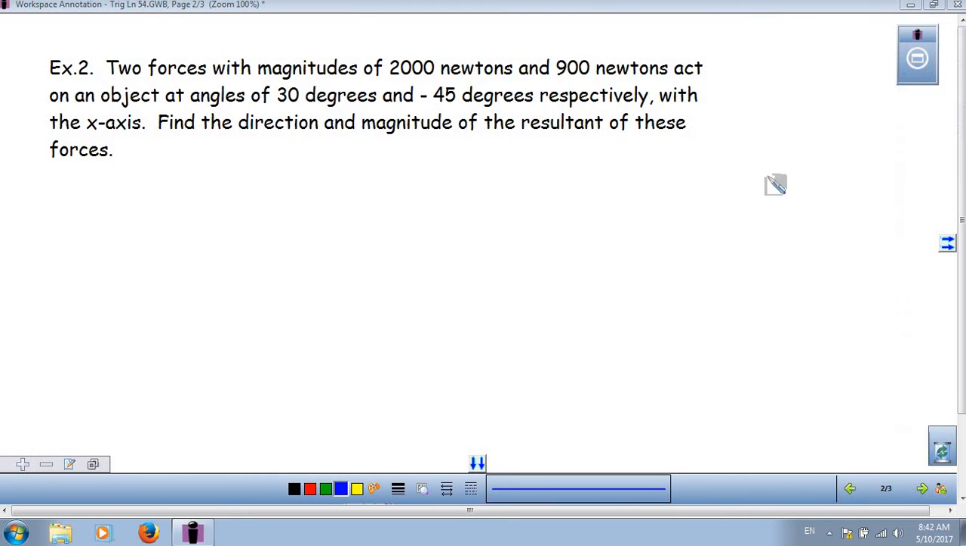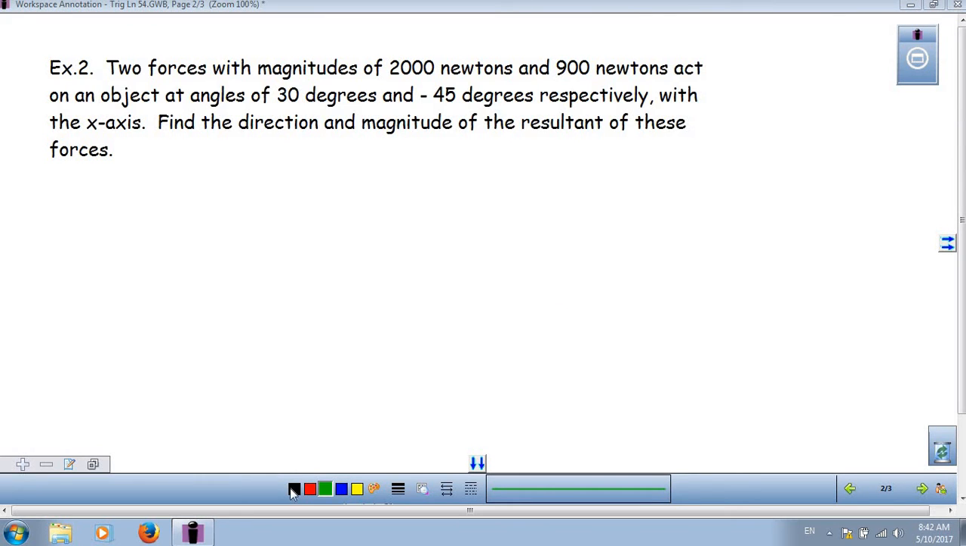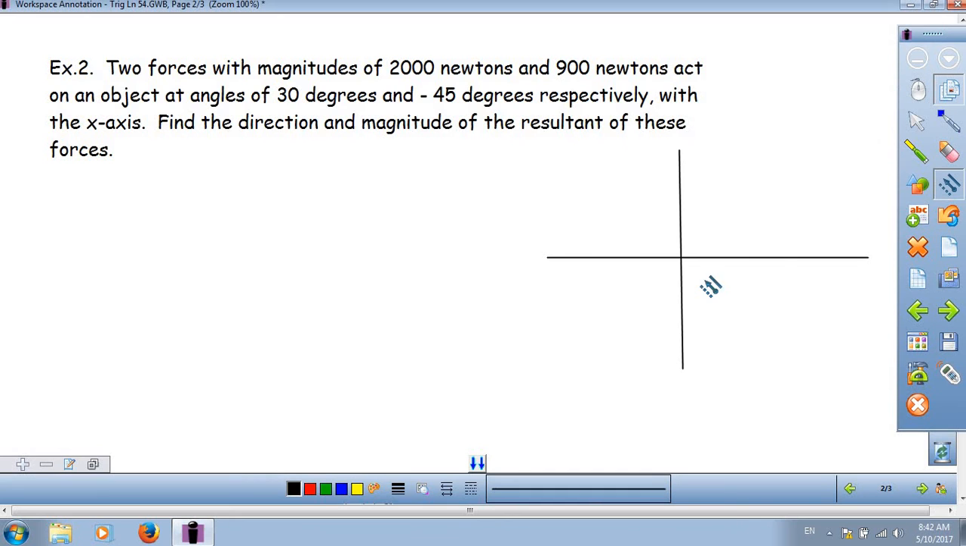Let's look at two other examples. Let's look at some forces examples. Alright, so there's an object, and there are two forces pulling on it. Now, let's go ahead and draw a diagram and then see if we can recreate the situation here. Now, one force has 2,000 pounds working on it at 30 degrees with respect to the x-axis. And one force is 900 pounds at negative 45 degrees with respect to the x-axis. So let's say the object is at the origin.